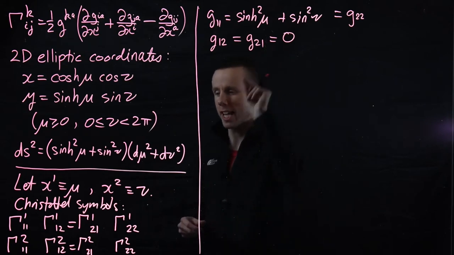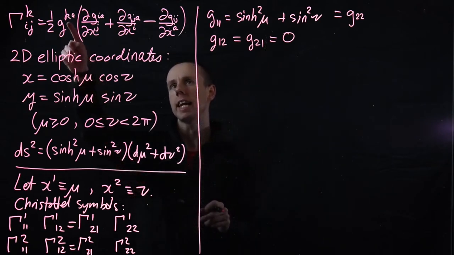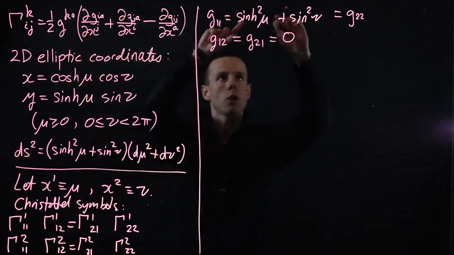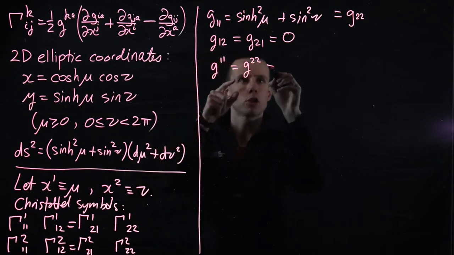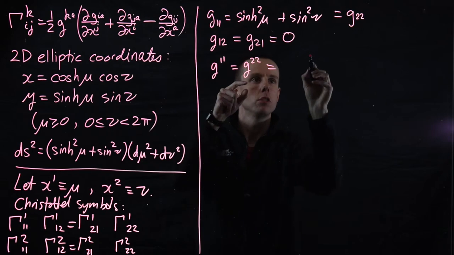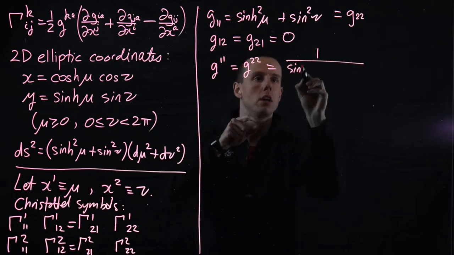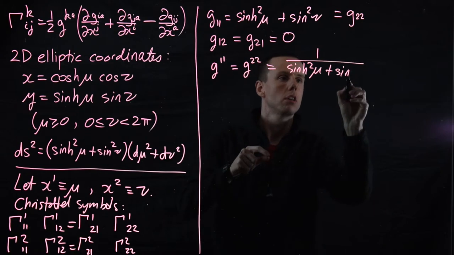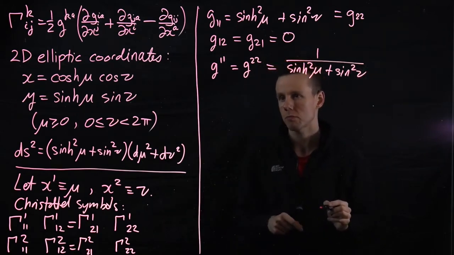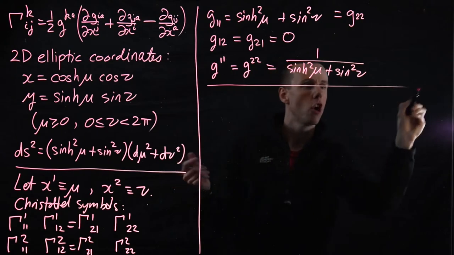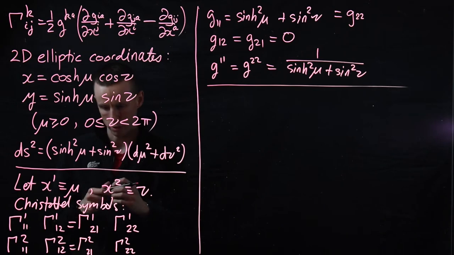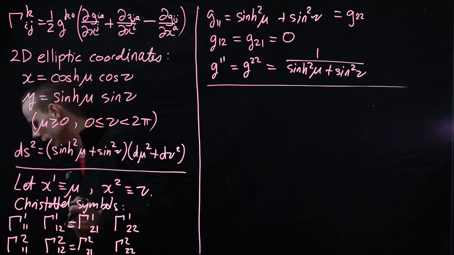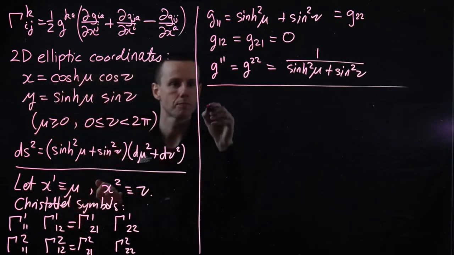Because the metric is diagonal, it's easy to find the inverse metric. You simply take 1 over. So g11 will be the same as g22, both superscript, and it'll just be 1 over sine squared mu plus sine squared nu. Now that we've got our components of the metric, let's have a look at one of the Christoffel symbols. Let's take gamma, which one have I tried already? Gamma 1, 1, 2.